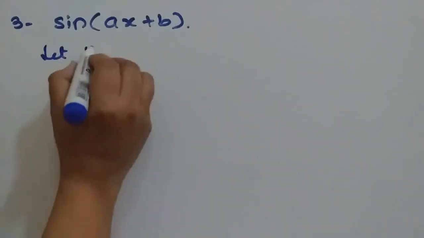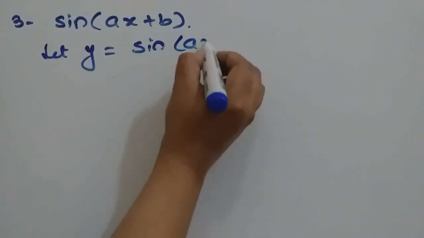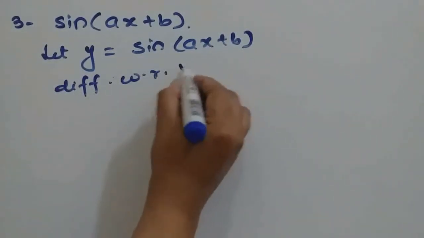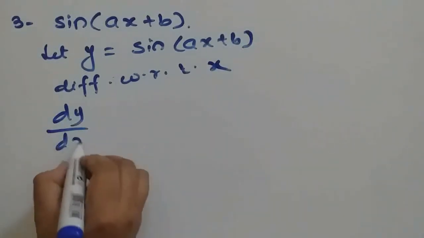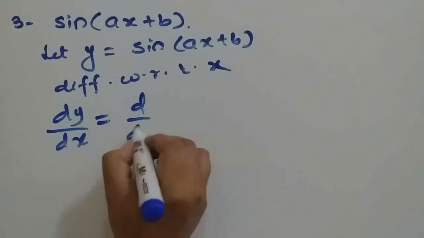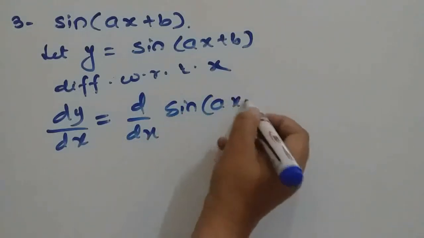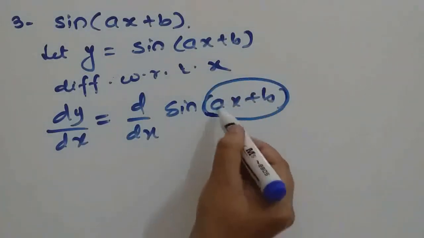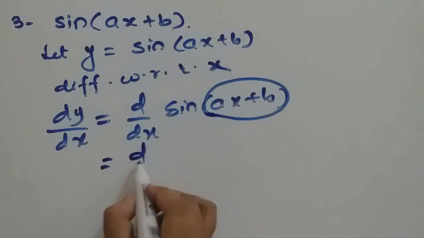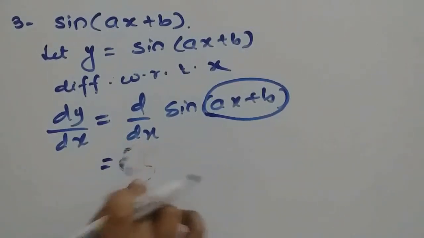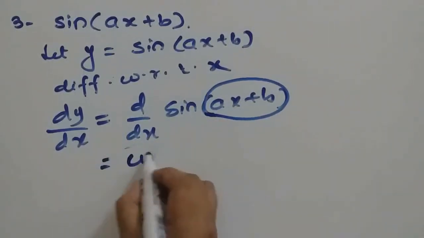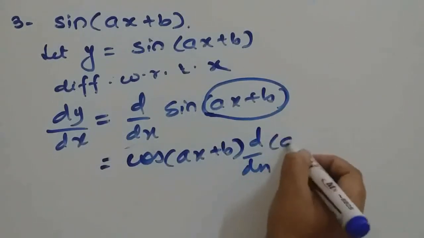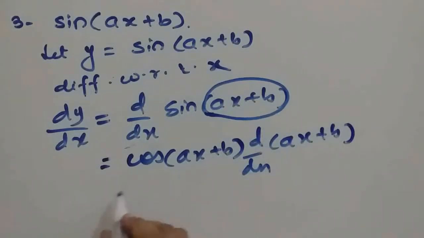Let y equal sin(ax + b). Differentiate with respect to x. So dy/dx is d/dx of sin(ax + b). Now here we know the standard function is sin x, but this function is in place of x, so that is composite. So we'll write the derivative of sin x is cos x, so cos of this angle only, but then the derivative of ax + b, the composite function.